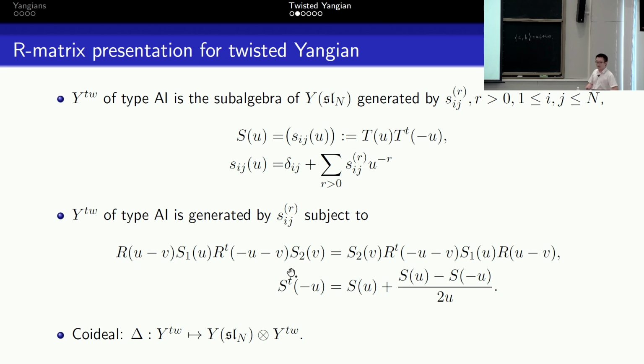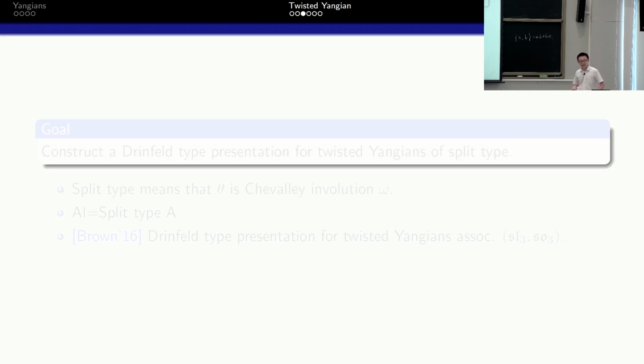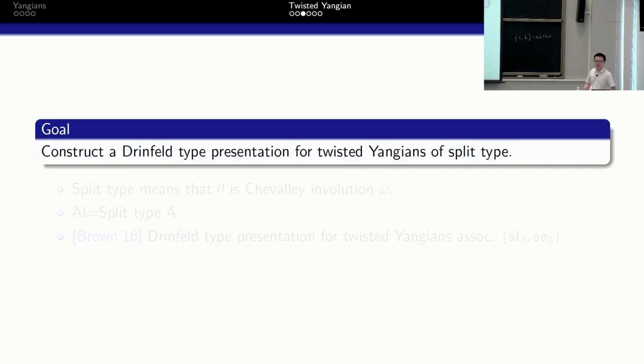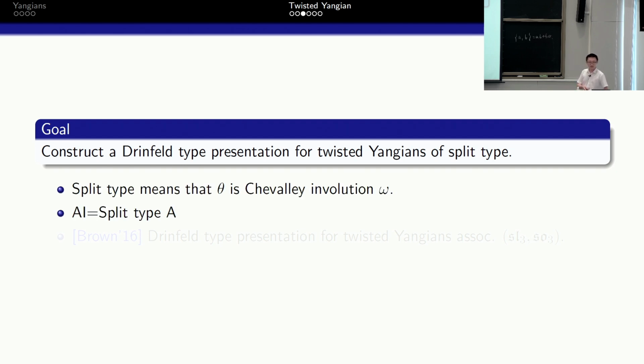Now we have this R matrix presentation for the twisted Yangian. The natural question is, what is the Drinfeld presentation? Although this R matrix presentation has been known for more than 30 years, the Drinfeld presentation has only been obtained very recently. In this talk, I will talk about the split type. Here, split means the involution theta is a Chevalley involution. And in the type A case, split just means type A1. Actually, for each Lie algebra, there is a unique symmetric pair of split type.